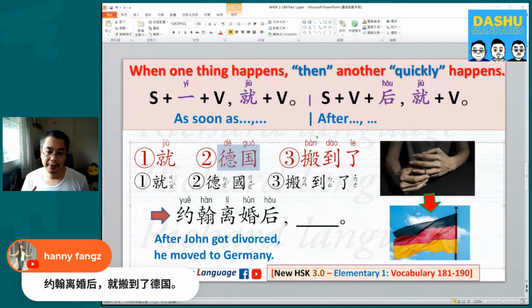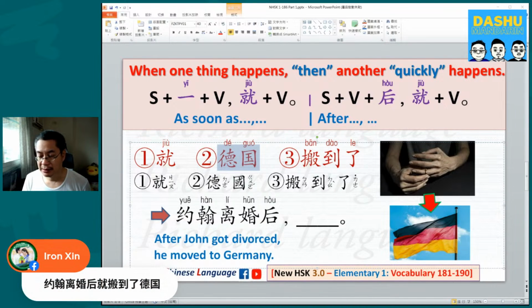Very good. 约翰离婚后就搬到了德国. This is the first action, and then 就搬到了德国 is the second scenario, which happens quickly after it. Here, why do we use 就? Because we need to use 就 to connect two scenarios, where one thing happens after the other quickly.